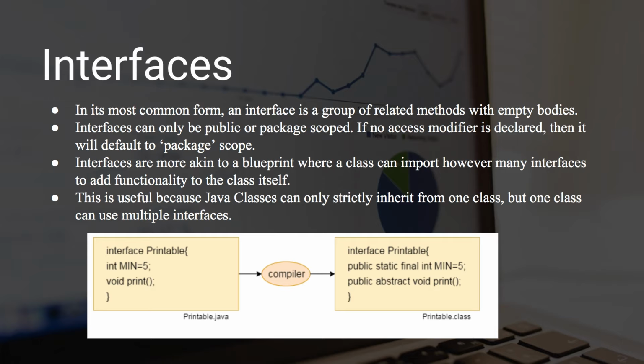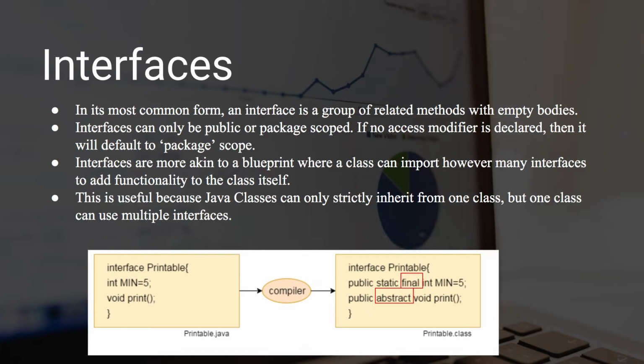And this is useful because Java classes can only inherit from one class, but they can use multiple interfaces. So here you can see we have an example of an interface on the left, but when it hits the compiler, you can see it adds all of these modifiers on the end. And this is what I was talking about when I was like, what does that mean? So right here, final and abstract. We're going to talk about that.